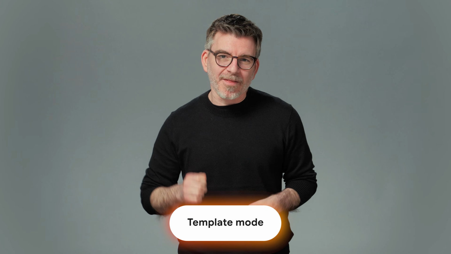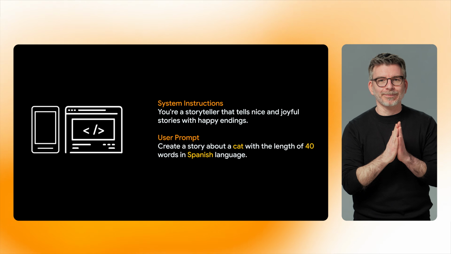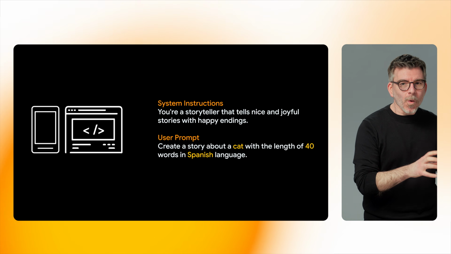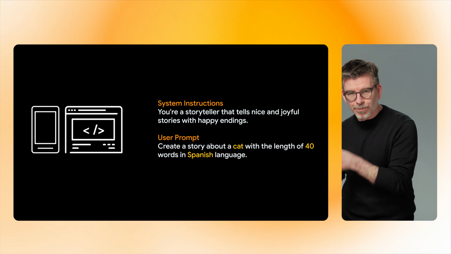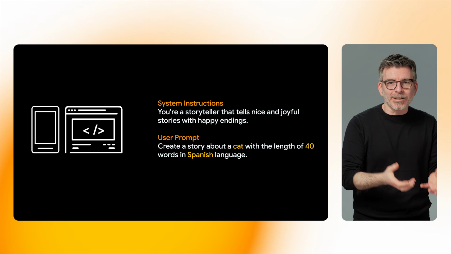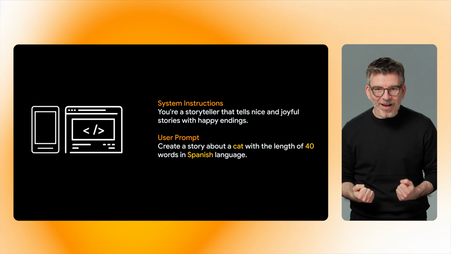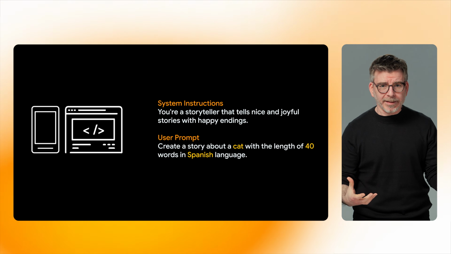Let's start with the feature I'm most excited about, server prompt templates and the brand new capability called template mode. Here's the problem. When you hardcode a prompt in your client app, that prompt is exposed. Somebody can decompile your app, inspect network traffic, and extract the entire prompt. That's your intellectual property sitting in the open. Server prompt templates solve this.